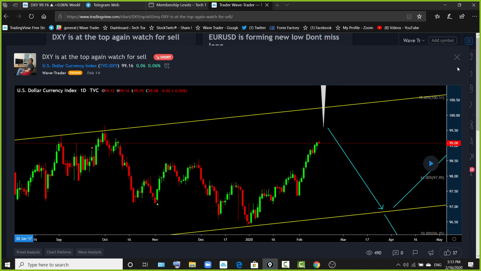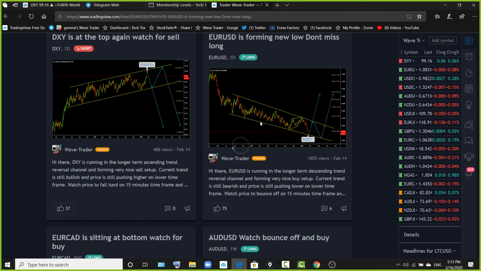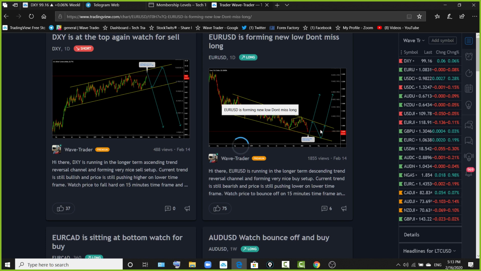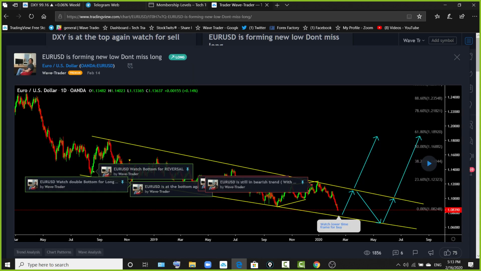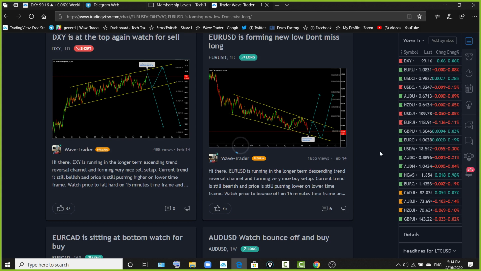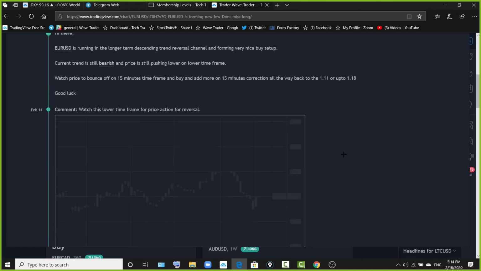So we'll look at the lower time frame. Same analysis on the euro dollar. Don't miss this buy. It's falling correctively in this move. Either it breaks and reverses the trend for the longer term, going up to 120 or 118, or it goes down for one more drop, tests the 106, and then starts reversing from those lows. So the lower time frame analysis is there.